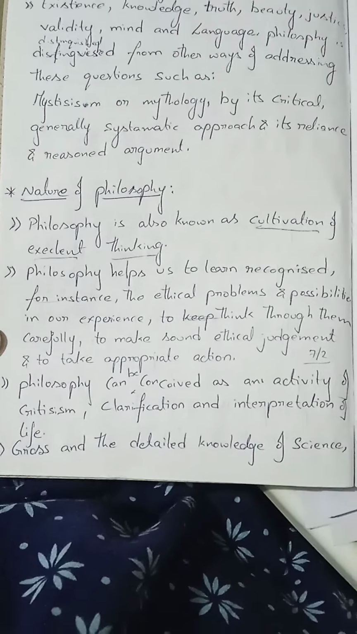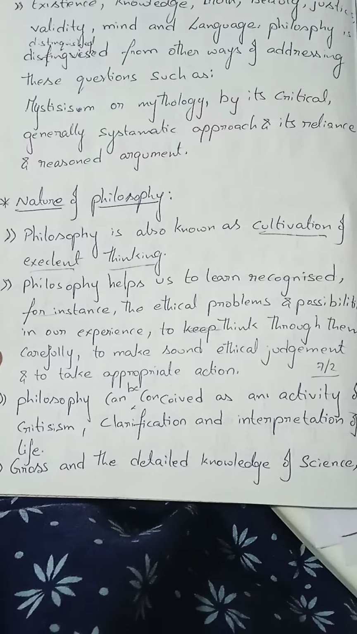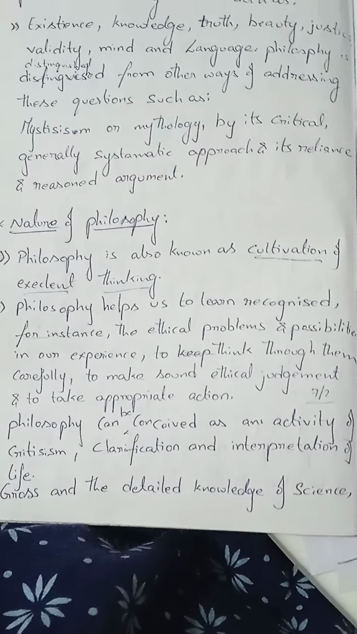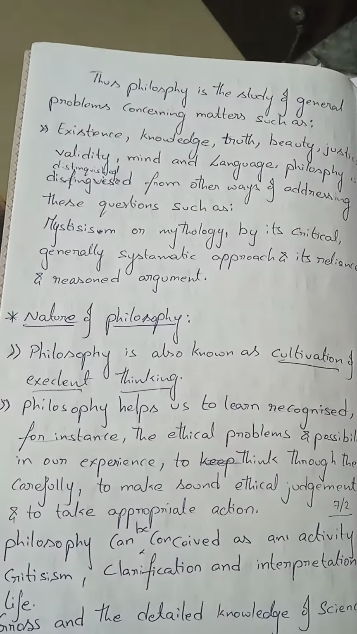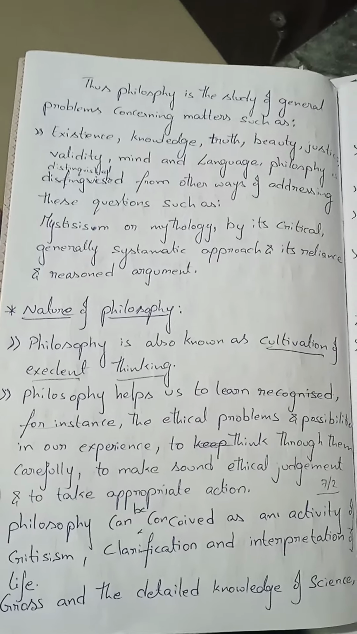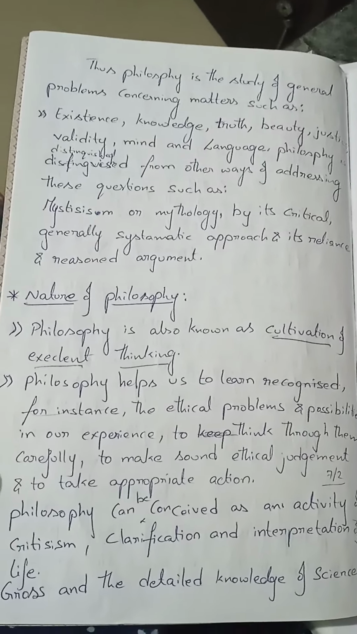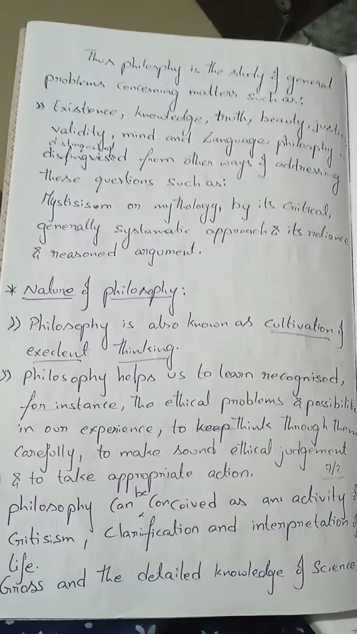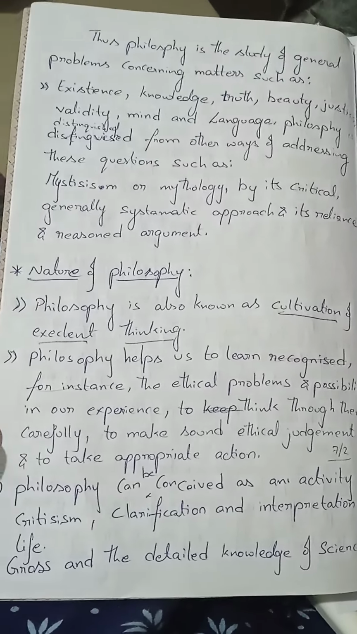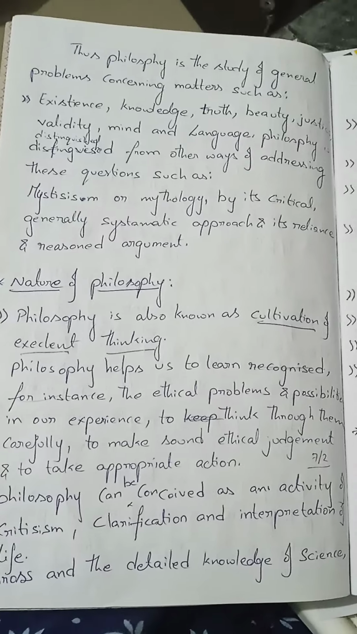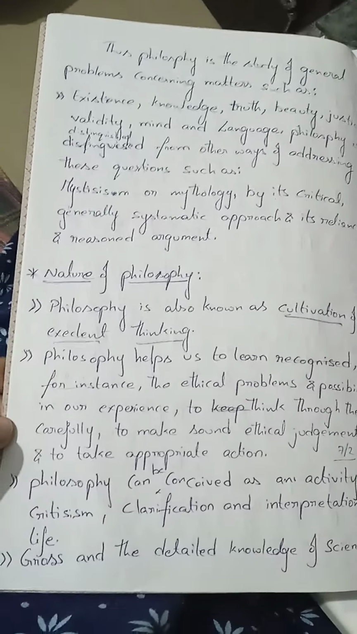Nature of philosophy. Philosophy is also known as cultivation of excellent thinking. Philosophy helps us to recognize, for instance, the ethical problems and possibilities in our experience, to think through them carefully, to make sound ethical judgments, and to take appropriate actions. Philosophy can be conceived as an activity of criticism, clarification, and interpretation of life, beyond the gross and detailed knowledge of science.